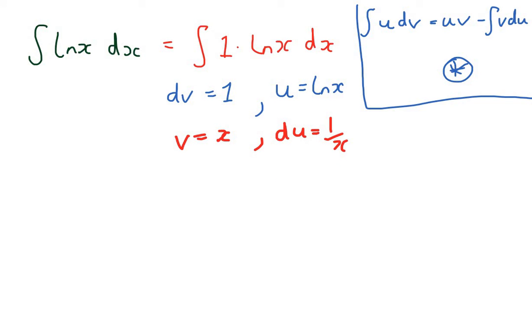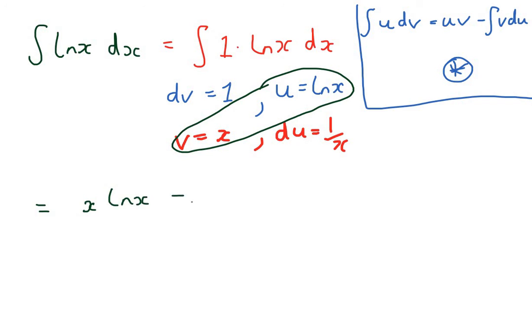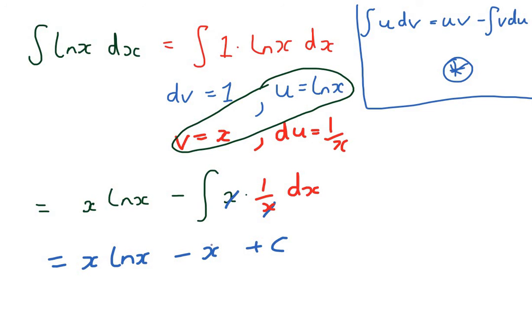So let's plug this into our by parts formula. And we're going to get, well, u times v, so that's these two: x natural log of x, take away the integral v du by dx. Well, this is x times 1 over x dx. Okay, the x is nicely cancelled, so we're just left with x natural log of x minus x plus c. And that is how to find the antiderivative of natural log of x with respect to x.